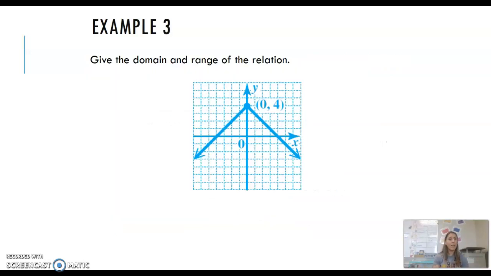All right, we're going to give the domain and range of this relation. Essentially, this is a negative absolute value function. So what we're looking at is how far negative it is going to go. Well, it's going down forever because of that arrow right here.